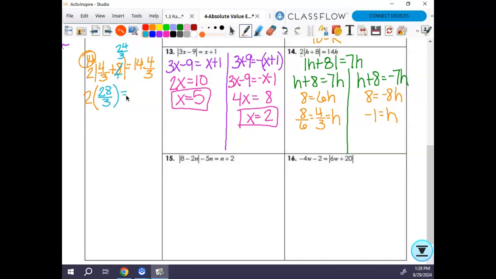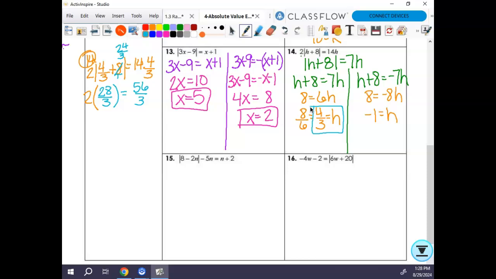4 times 14, what is that? Try again. 56. Okay, so this is 56 over 3. Now, what is 2 times 28? 56. So this would also be 56 over 3. I like this one. Okay? It hurt a little bit to have to go through it, but we figured it out, right?